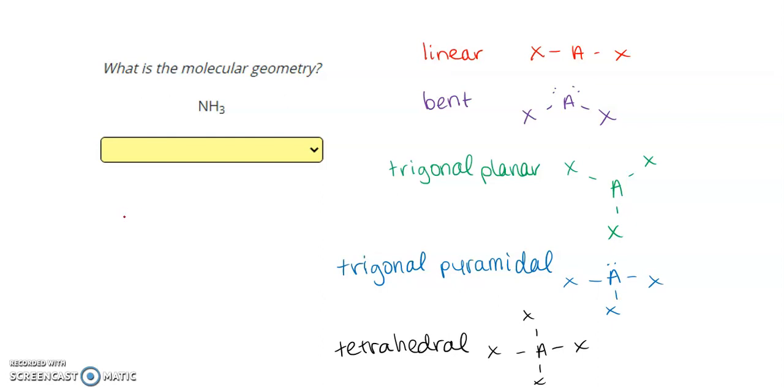So we have NH3, N, and then H, H, H. I'm going to add N's valence electrons. It has 5. Hydrogen has 1 valence electron. I'm going to connect these valence electrons in bonds.